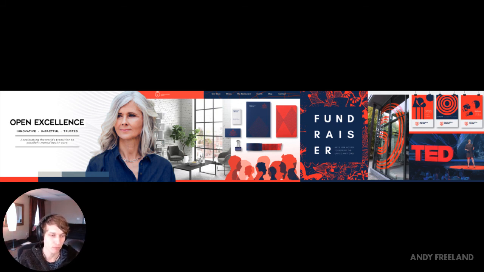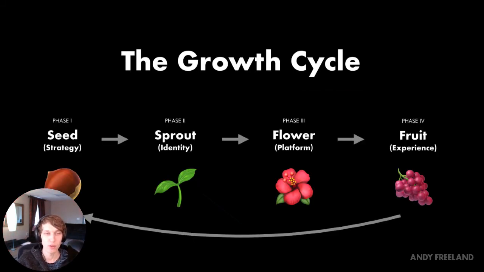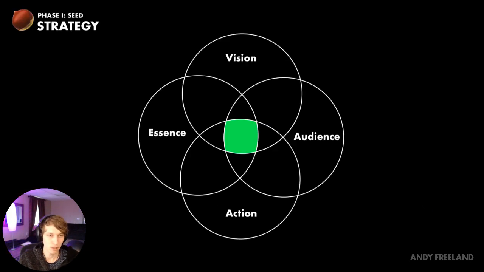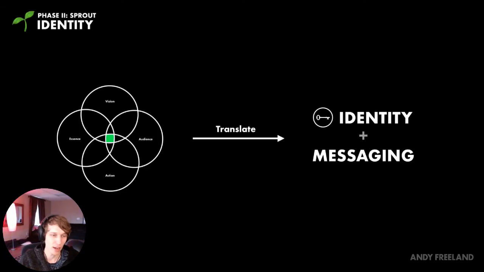So just a little recap. We've been going through this whole growth cycle, this Brand Alchemy process, every week. The first few classes were focused on the seed, which is strategy, and today's focus is on sprout. Last week was also sprout. Essentially, we figured out our strategy, which is a combination of our vision, our essence, our audience, and our action. And now we're in the process of translating that to identity and messaging.